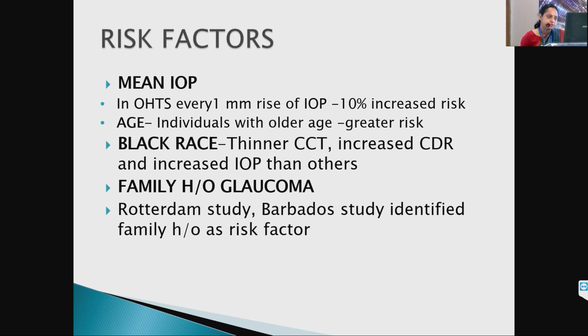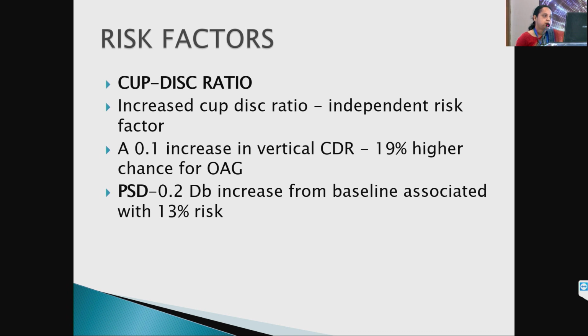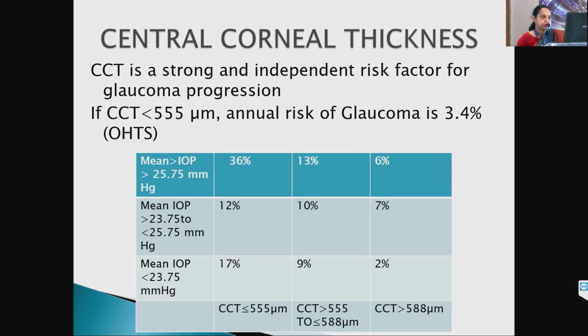In the OHTS study, there was no evidence for family history of glaucoma, but the Rotterdam study and Barbados study identified family history as a risk factor. Increased cup disc ratio was an independent risk factor for POAG. A 0.1 increase in vertical cup disc ratio gave a 19% higher chance for open angle glaucoma, and a 0.2 decibel increase of pattern standard deviation was associated with 13% risk.